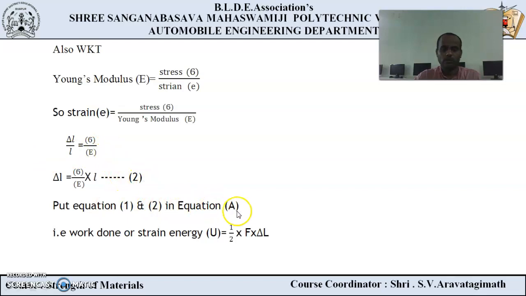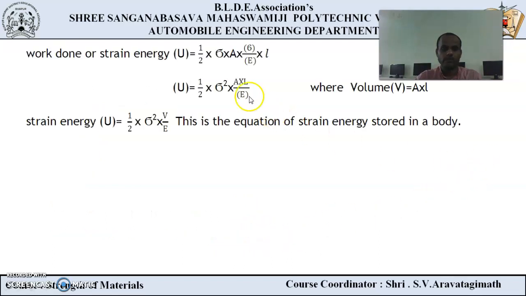Put equations 1 and 2 in equation A. Equation A is 1 by 2 into F into delta L. Put the F value and delta L value here. So U equals 1 by 2, F is sigma into A, delta L is sigma by E into L. So sigma into sigma is sigma square, and A into L, where A into L is called the volume. So U equals 1 by 2 sigma square V by E. So this is the derivation of strain energy stored in a body.